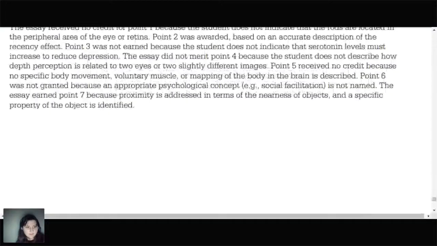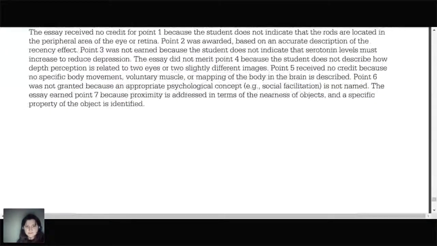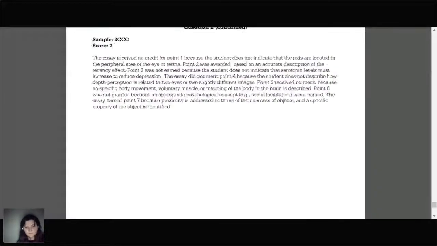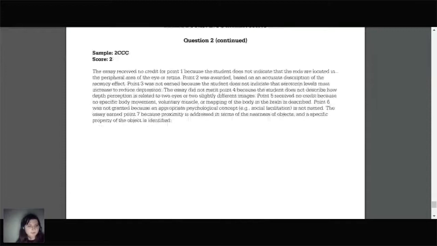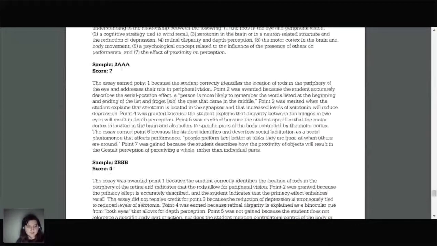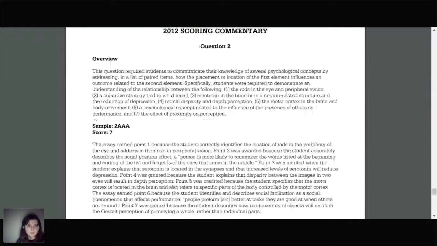And then last off, they did earn point 7. They addressed proximity. They addressed the properties of the object. They talked about size, for example. But yeah, overall, out of 7 points total, just points based on each part of the question, the first answer earned 7, second got 4, last got 2.